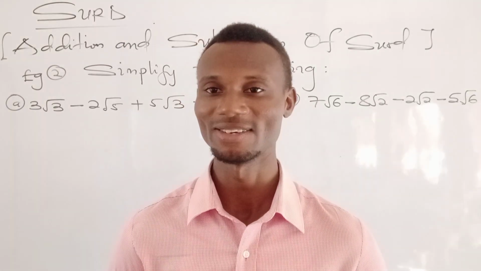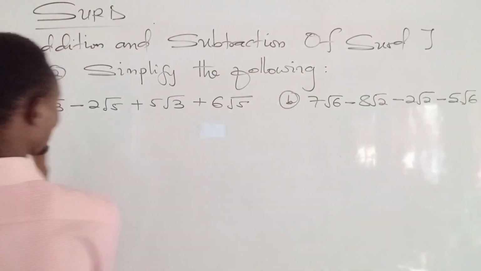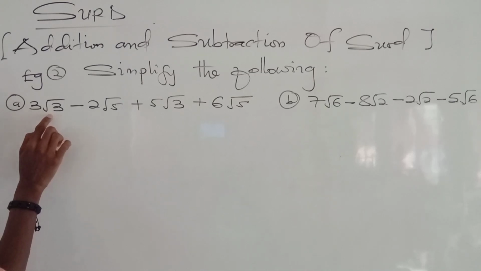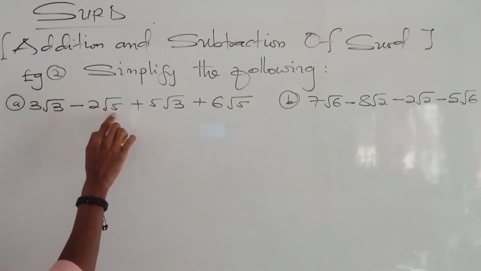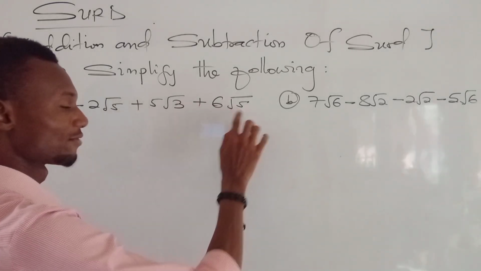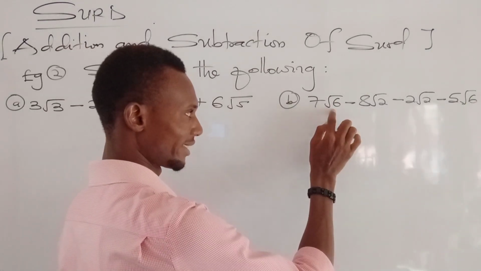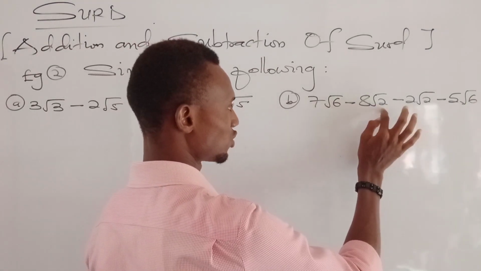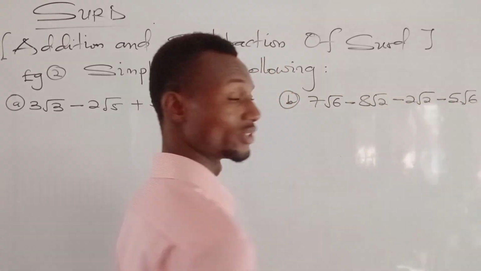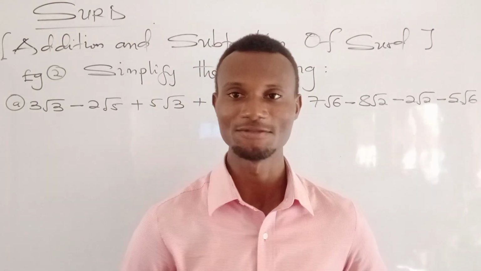Let's go ahead and handle example 2 that I have on the board. Example 2 says simplify the following. A, I have 3 root 3 minus 2 root 5 plus 5 root 3 plus 6 root 5. We have to simplify that one. And B, I have 7 root 6 minus 8 root 2 minus 2 root 2 minus 5 root 6. So we are going to simplify the SURDs that we have on the board.